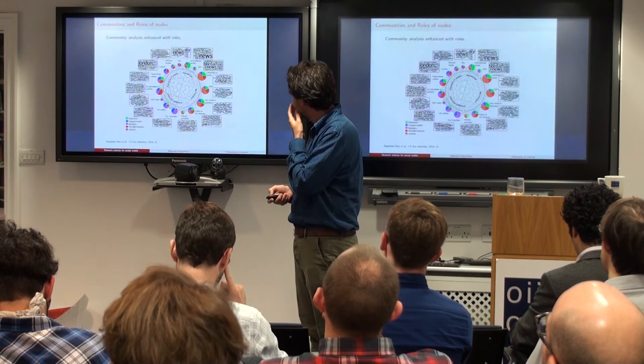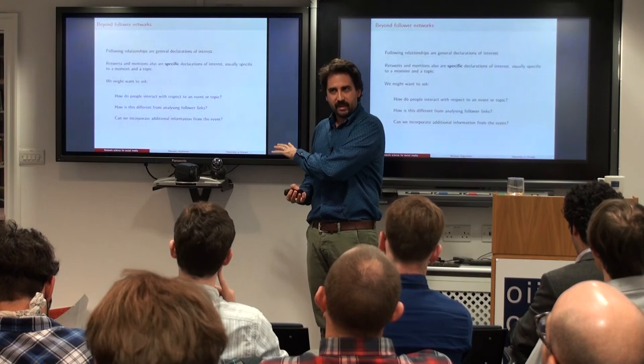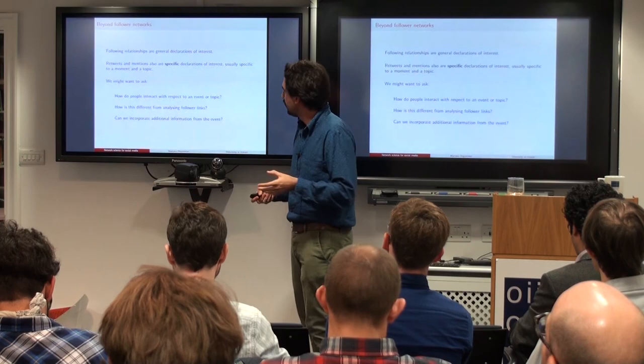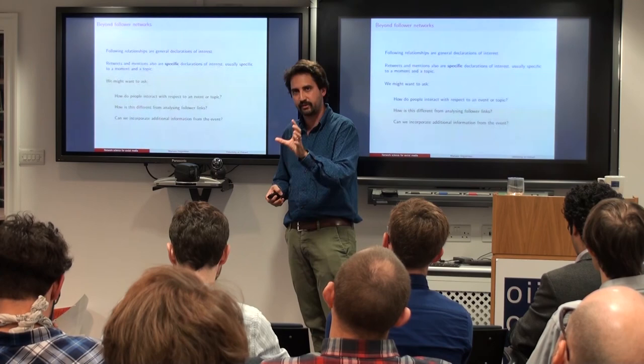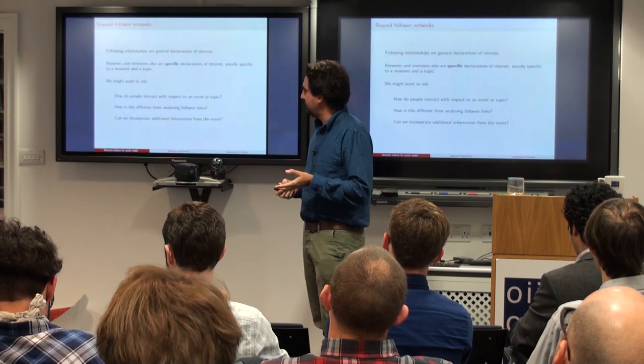Right. Okay, so beyond follower networks. That was an example of, say, the X-ray, so general interest between people. It doesn't move very fast. But now can we look at topical declarations of interest, things that are specific to something, not just in general? And for that, we can, say, look at retweet or mention networks.